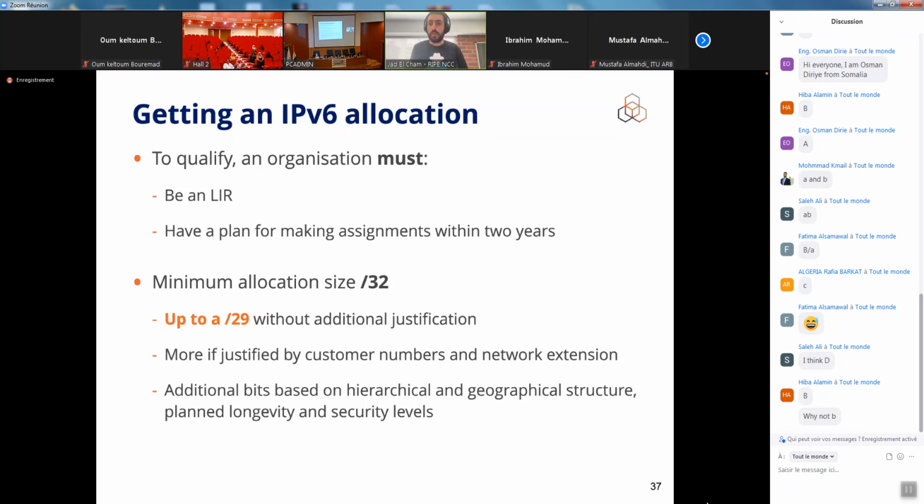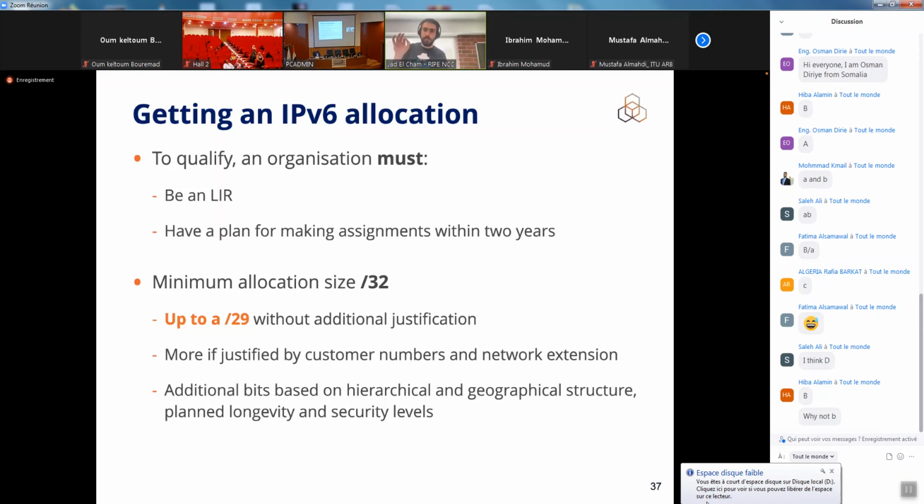So to get an IPv6 allocation from the RIPE NCC, you should be an LIR, right? So you should become a member of the RIPE NCC, and specifically for IPv6, you should have a plan to make an assignment within 2 years. What does it mean, plan to make an assignment? It means that you should be planning to use part of your IPv6 space somewhere in your network. It could be for your customer, it could be for your infrastructure, your data center, whatever.